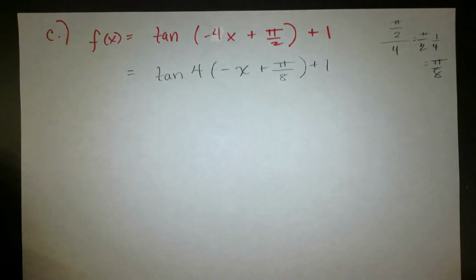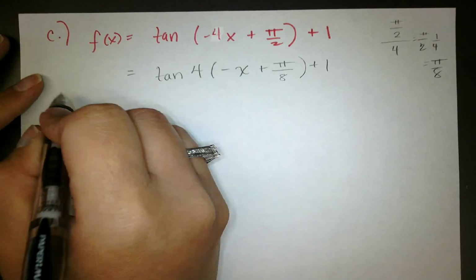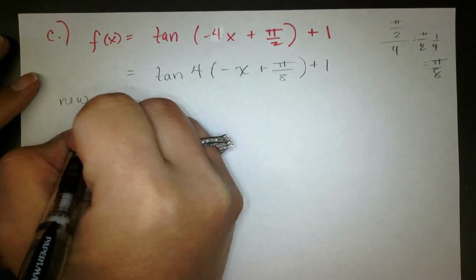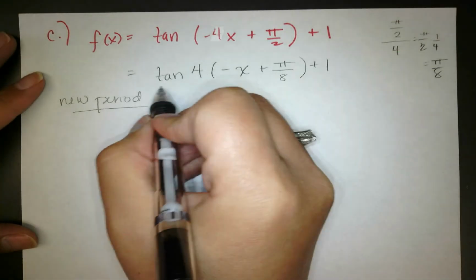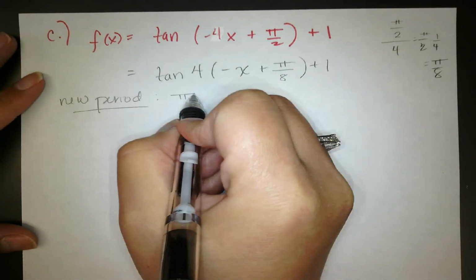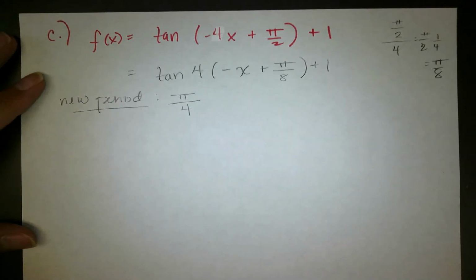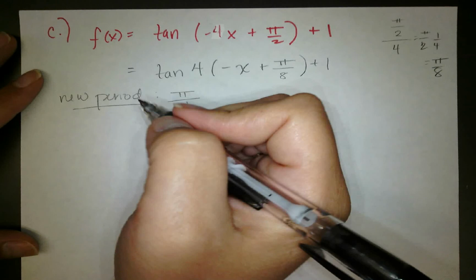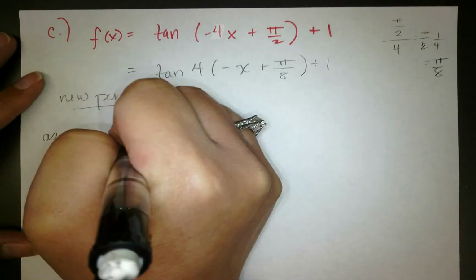Alright, here we go. So, I have my new period. Remember, amp doesn't matter. You have tangent, which is the original pi, over the coefficient, which is 4. So that's your new period, pi over 4. And if you want right away, you can write down your asymptotes. That's pi over 4 divided by 2.